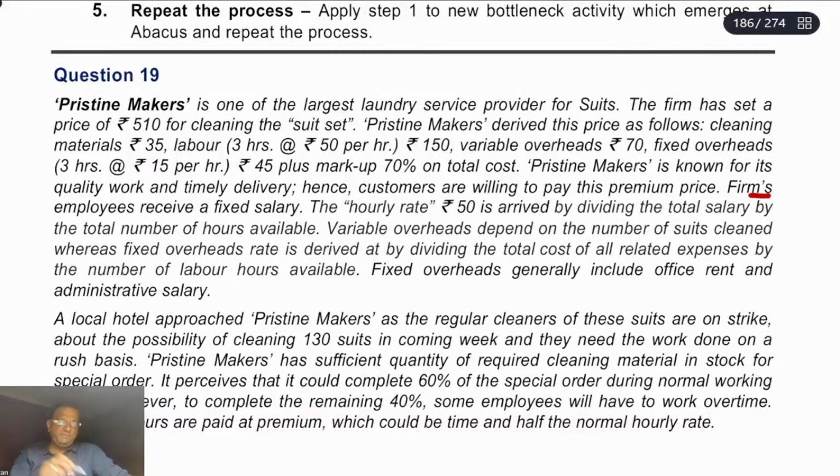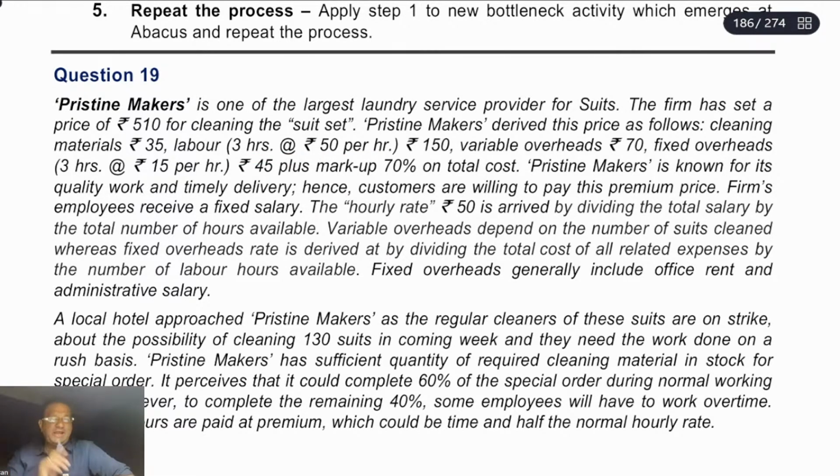Firm employees receive a fixed salary. The hourly rate rupee 50 is arrived at by dividing the total salary by the total number of hours available. This line is very important. जो firm के employees है, they will receive a fixed salary. They will not be paid according to the hour. Just this 50 rupee has been derived by the total salary divided by total labor hour available. Even if there are some idle hours, we have to pay that. So the labor is not paid according to per hour basis.